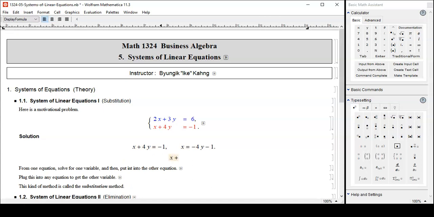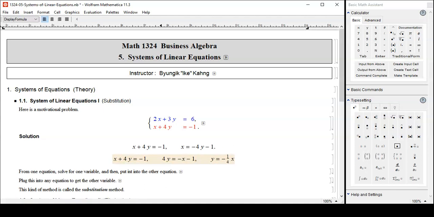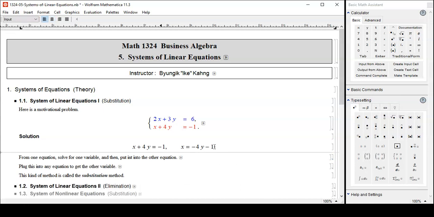x plus 4y equals negative 1. 4y equals, flipping over, negative x minus 1. y is, I have to divide by 4. Negative 1/4 x minus 1/4, like this. I'm going to get fractions with all those denominators. Not impossible to do it this way, but it's harder. It's going to be easier if I do it this way.